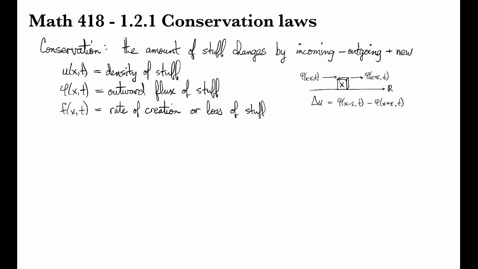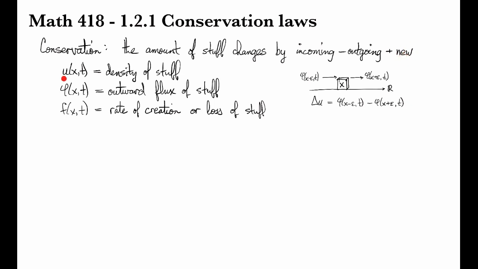So with conservation laws, the basic idea is that the amount of stuff at a particular location changes by what's coming into the region, by what's going out of the region, and the addition of whatever might be created or destroyed, in the case of a negative term, at that particular place.